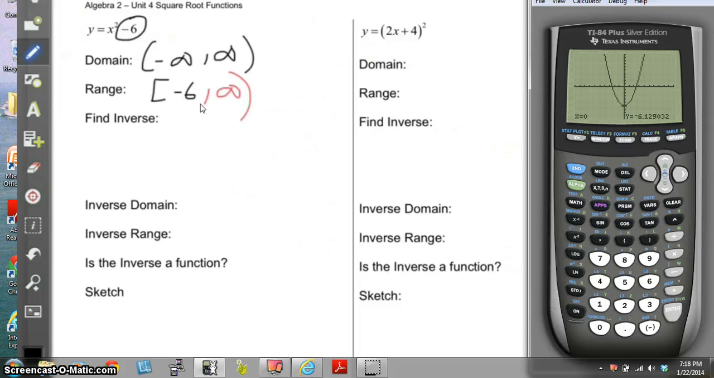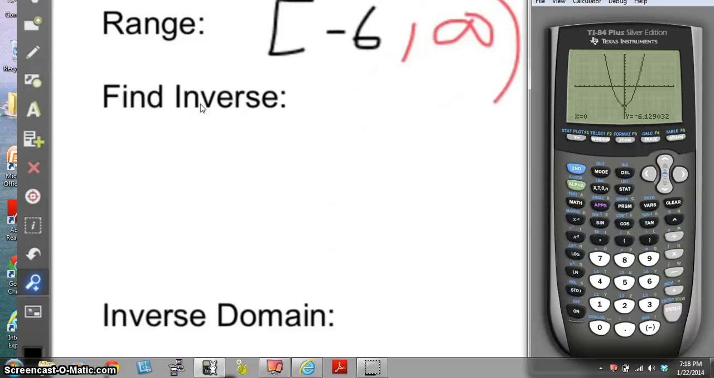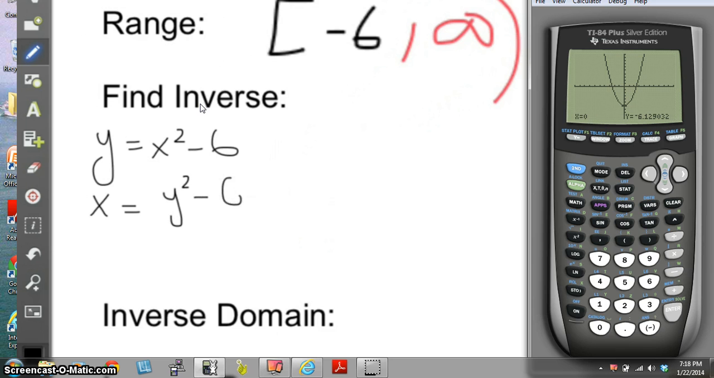Now to find the inverse, let's make some room. So I'm going to write the function, which is y equals x squared minus 6. Now, first of all, you start by switching the x and the y. That's the first idea.